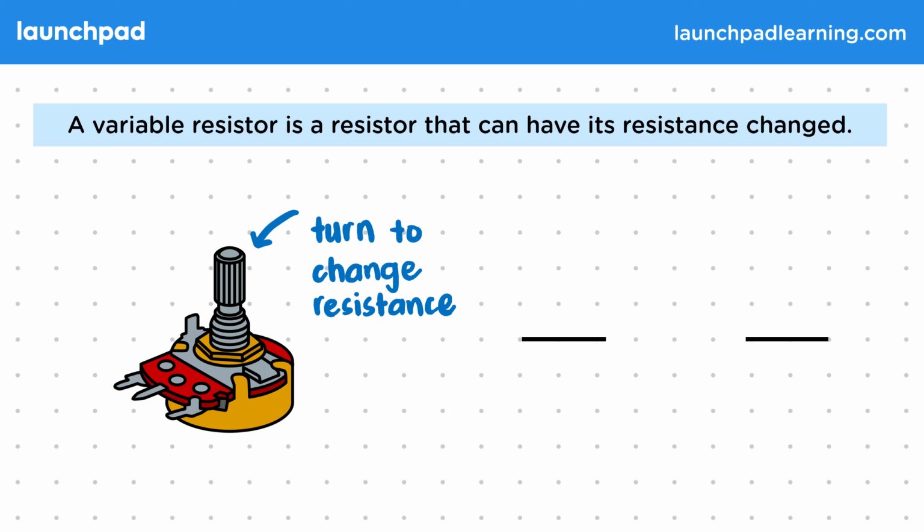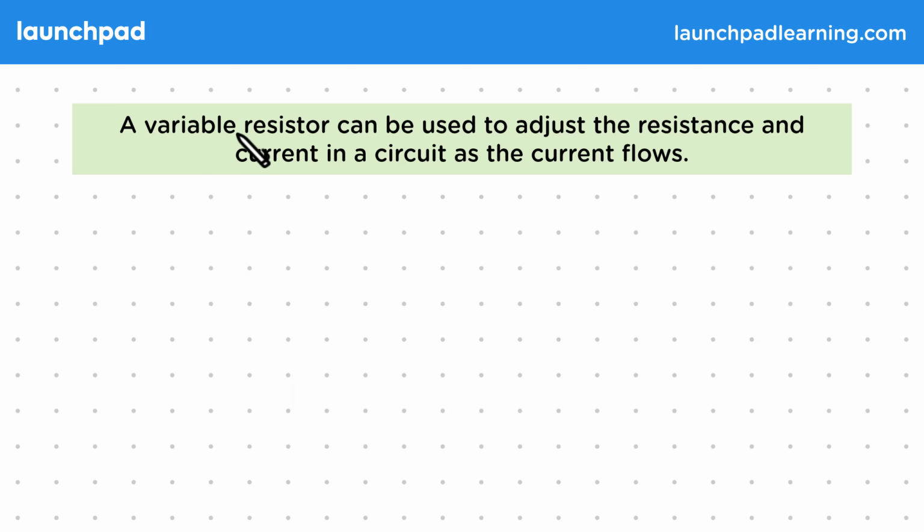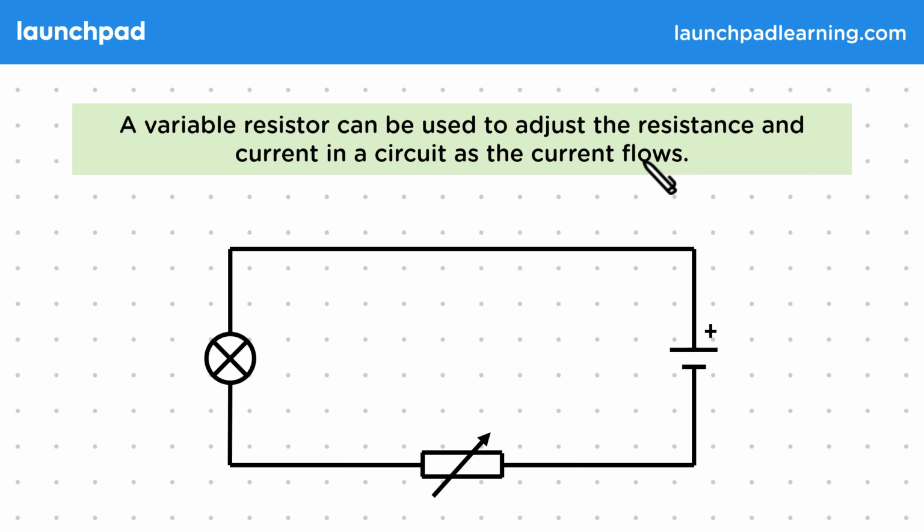Then the circuit symbol for this looks like that of a regular resistor, but now with a diagonal arrow drawn through it. So what kinds of circuits would this type of resistor be useful in? Well, a variable resistor can be used to adjust the resistance and current in a circuit as the current flows. For example, let's consider this circuit with a cell, a lamp, and a variable resistor.